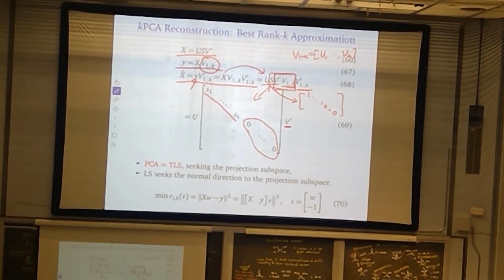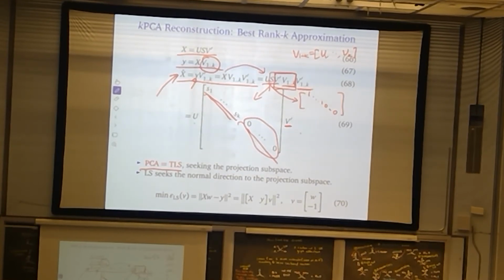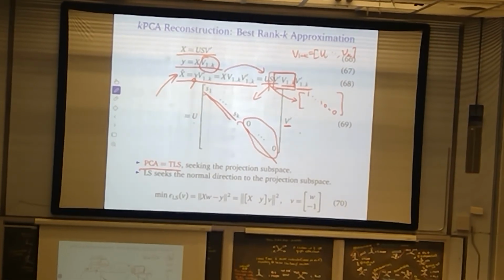Now, if we look at the solution, the PCA reconstruction essentially is a U and a V with the first K components preserved, all the rest knocked out. This is just our Eckart-Young theorem on the low rank approximation to X, right? It's identical. So PCA is equivalent to TLS. And if you think about it, it is seeking the projection subspace. The V thing, it's the space to generate the data.